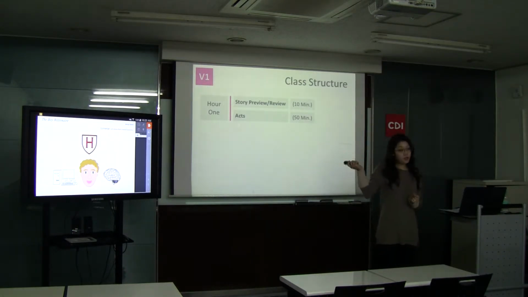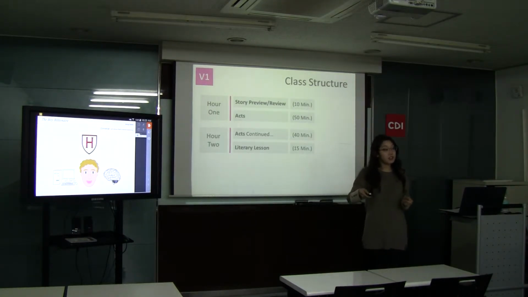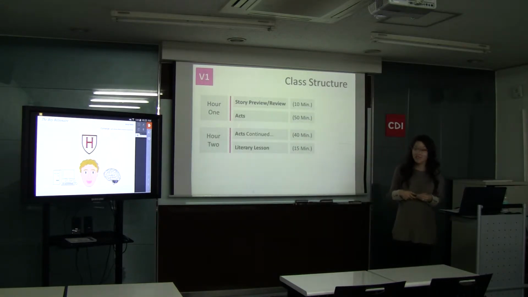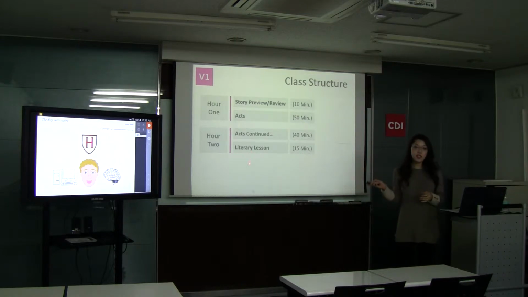So we start with the first act in the first hour, continue to the second and third acts in the second hour, and then we give them a literary lesson. So we just kind of give them some sort of literary skill and then connect it to the story. Now, this is where sometimes teachers decide that the literary lesson maybe is more appropriate before the acts begin.